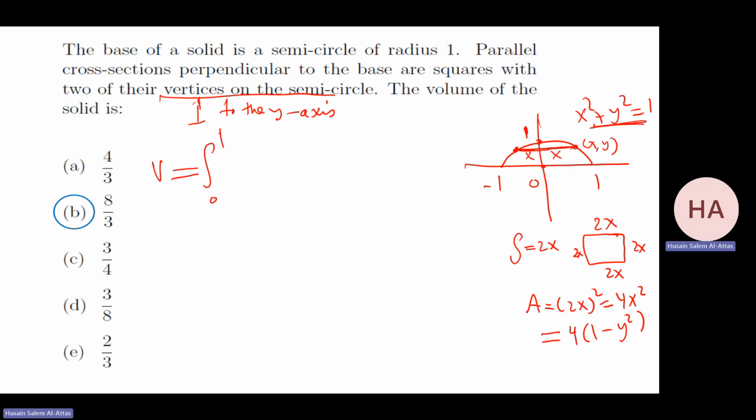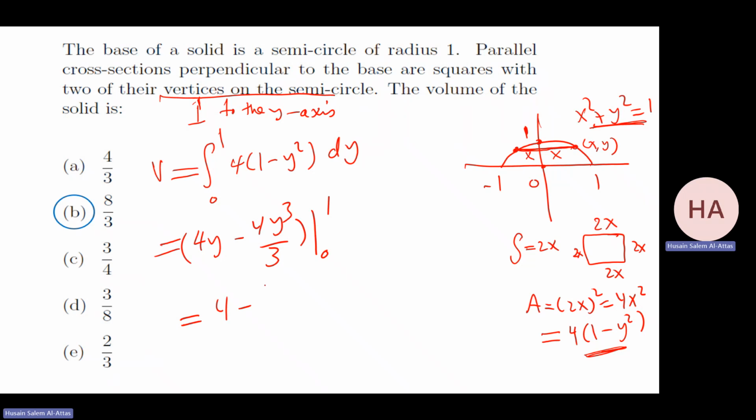Yeah, squares. So just the square of this. This is the area of the square, 1 minus y squared dy. Now do the calculation. That will be 4y minus 4y cubed over 3 from 0 to 1. And that will be 4 minus 4 over 3, which is 12 minus 4, 8 over 3. And that will be the answer.